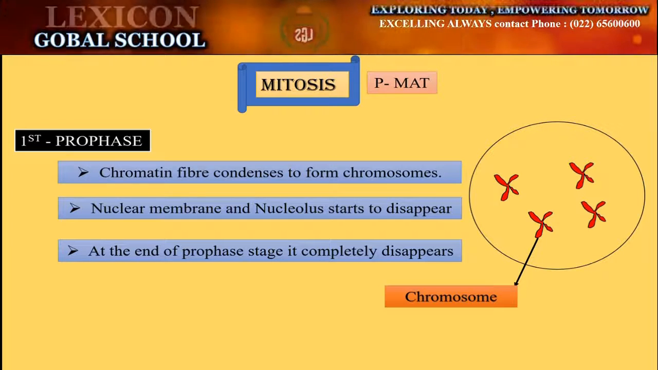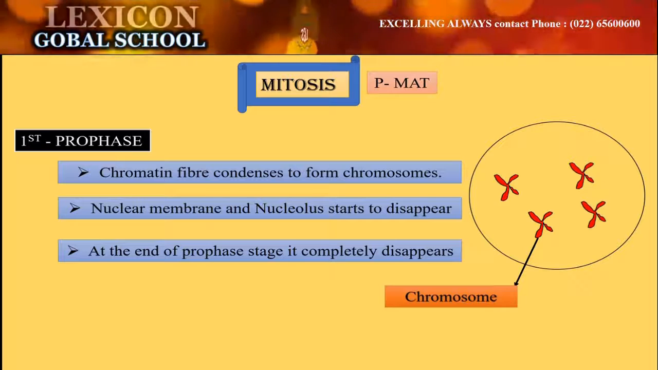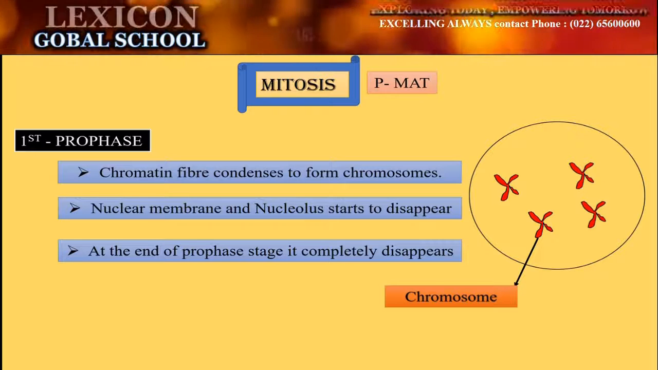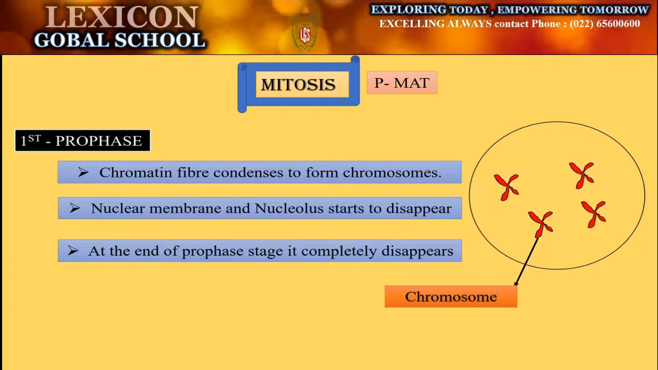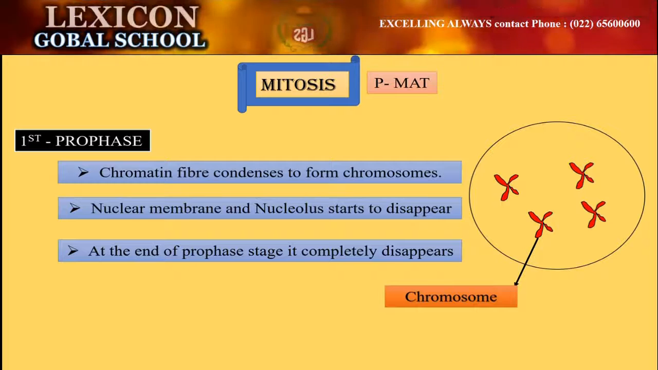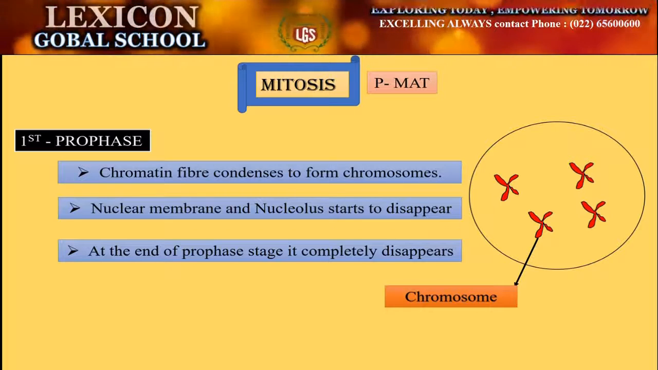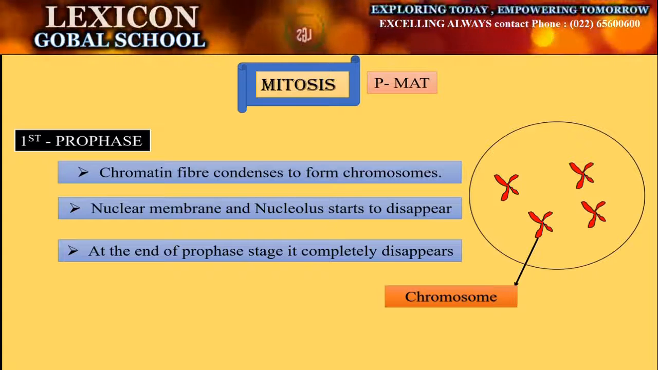As you saw in this slide, we initially had the nucleolus and nuclear membrane. But since the prophase stage is completed, the nuclear membrane has disappeared. So what happens in the prophase stage? First the chromatin fiber condenses to form chromosomes, and the nucleolus and nuclear membrane completely disappear.